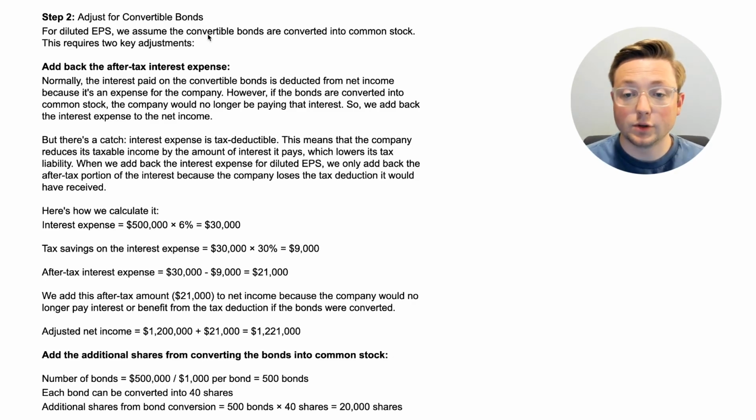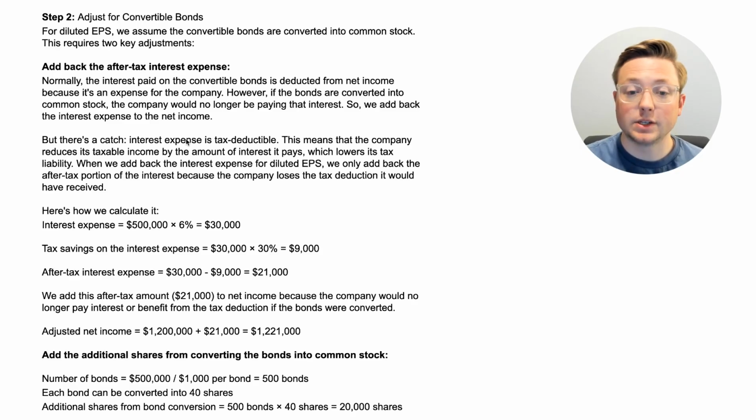So when it comes to convertible bonds being converted to common stock, there's two things you need to take into account. And this is one of them, and this is one of them right here. So first we have to add back the after-tax interest expense. Normally, the interest paid on the convertible bonds is deducted from net income because it's an expense for the company. So they are able to deduct this interest expense, and that's good for taxes. However, if the bonds were converted into common stock, the company would no longer be paying that interest, so we add back the interest expense to the net income.